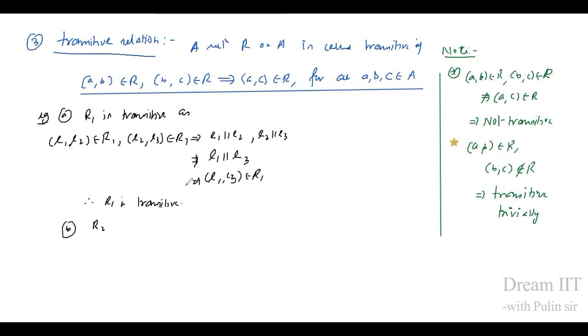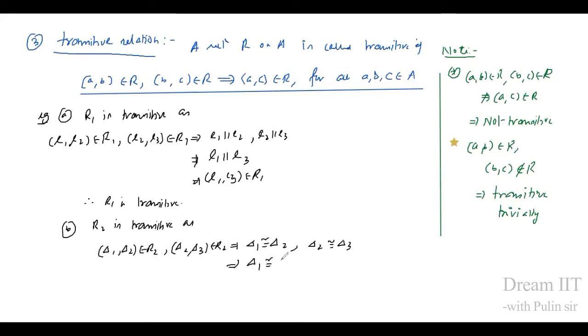Now talking about R2. In R2, we considered triangles. Here also it will be true. It is also transitive. As triangle 1, triangle 2 belongs to R2 and triangle 2, triangle 3 belongs to R2 implies that triangle 1 is congruent to triangle 2 and triangle 2 is congruent to triangle 3. It means all three triangles are equal in all aspects. So in particular triangle 1 and triangle 3 are congruent. So that will tell you triangle 1 and triangle 3 belong to R2, so R2 is transitive. Once you finish, please let me know.